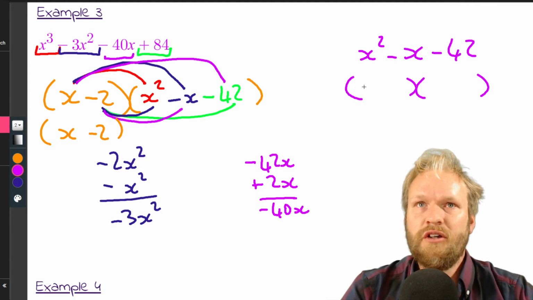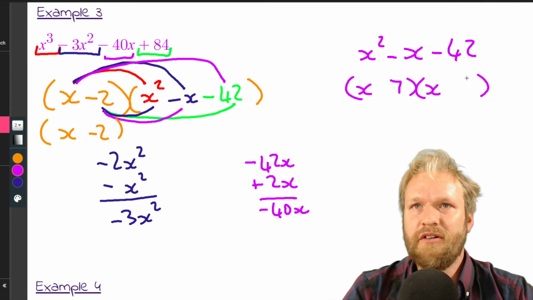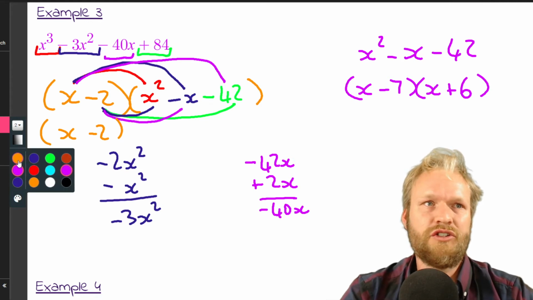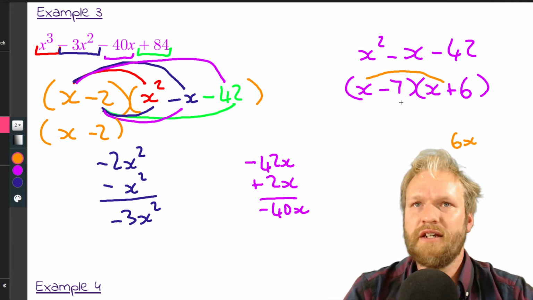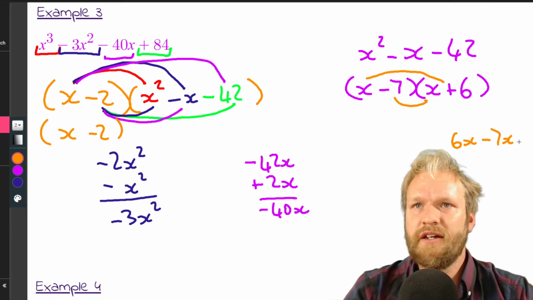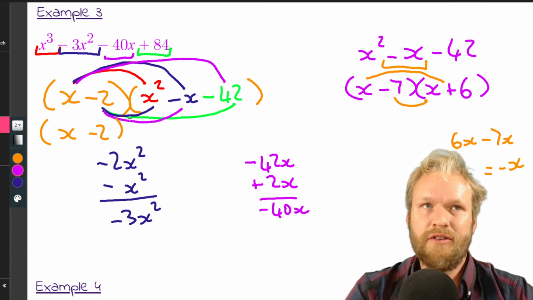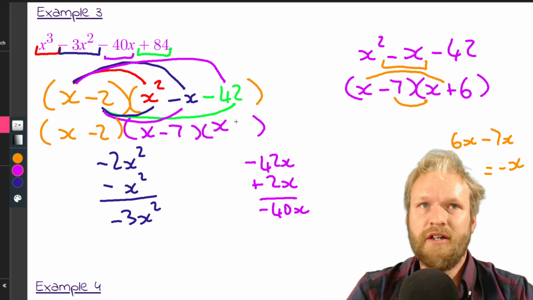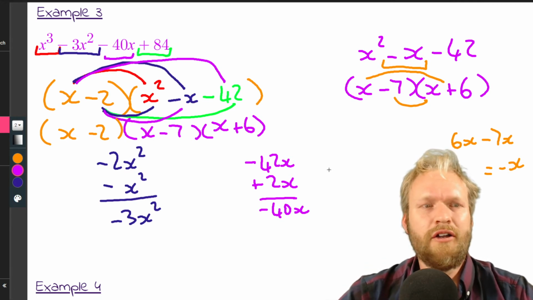So we've got x and x, 42. Well, I think that's probably 7 times 6, or negative 7 times positive 6. Let's just check. Well, x times positive 6, that's 6x, minus 7x gives us our minus x, our middle term. So that seems right. So that would mean that this second bracket could factorize to x minus 7 times x plus 6. Okay, so there's our strategy. So let's run that through for our last 3 examples.